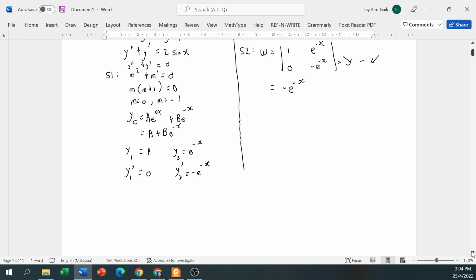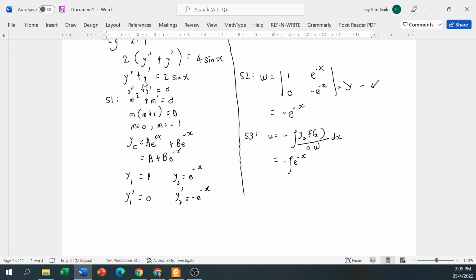So step 3, finding the u. Okay, u is negative integral of y2 f(x) divided by a divided by W dx. You may put a here, or at the end you put the constant a. Okay, y2 is exponent -x, and f(x) is 2 sin x, after we simplify.